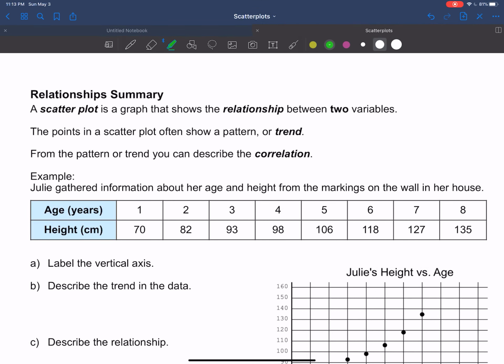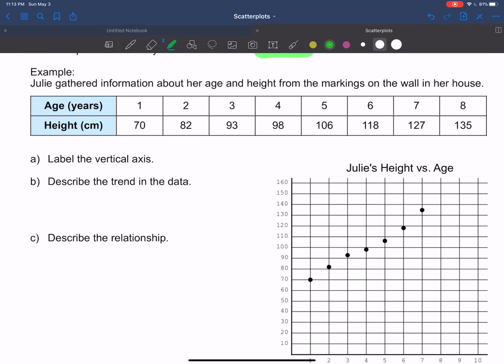Okay, so we're talking about scatterplots, and a scatterplot shows the relationship between two variables. When we look at it, we can often see a trend or a pattern, and we can describe that using, or describe, the correlation. I'll show you how to do that in a second. So right now we're talking about Julie, and she's gathered information about her age and height.